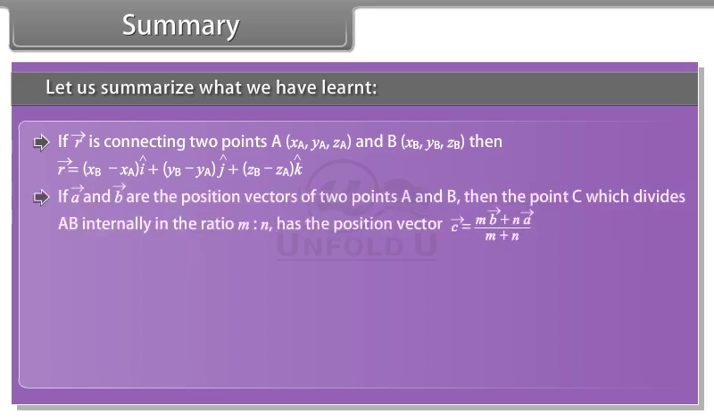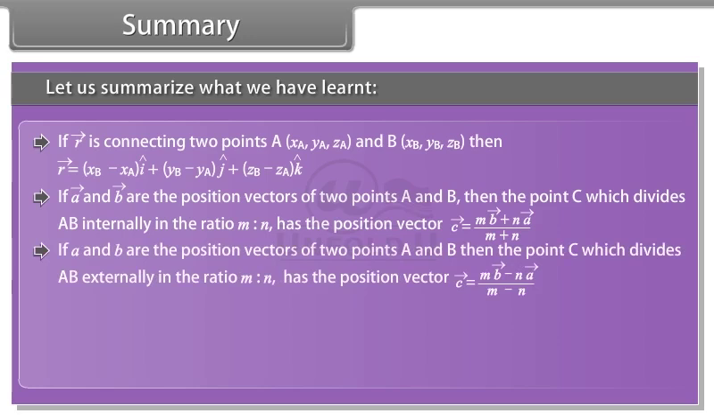If vector A and vector B are the position vectors of 2 points A and B, then the point C, which divides AB internally in the ratio m is to n, has the position vector: vector C equals (m into vector B plus n into vector A) by (m plus n). If A and B are the position vectors of 2 points A and B, then the point C, which divides AB externally in the ratio m is to n, has the position vector: vector C equals (m into vector B minus n into vector A) by (m minus n).